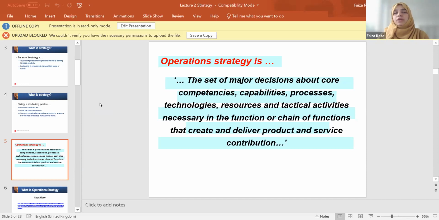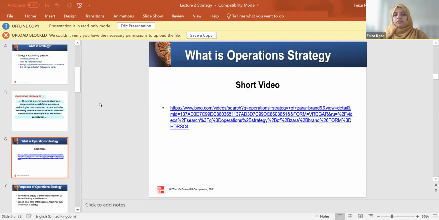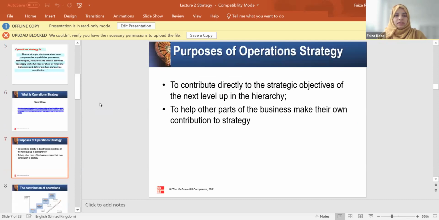Okay, so how you are producing or manufacturing your product, and who the end customers are, for whom you are producing that product, and in which ways the product or service is satisfying the customer's needs, your target customers' needs. There is a short video about the introduction of operations strategy, which we have discussed in the class, and then the purpose of operations strategy.